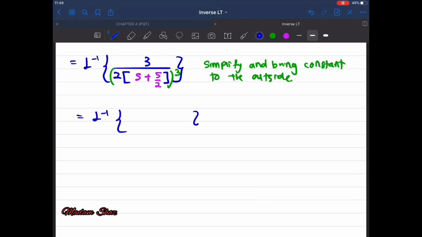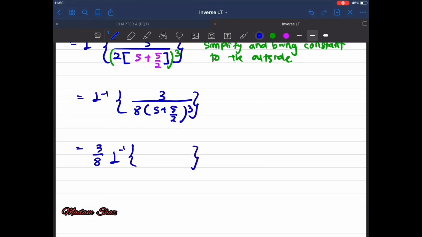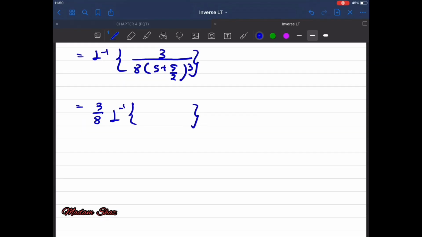Laplace inverse 3 over 2 to the power of 3, because the whole thing here is to the power of 3. So 2 to the power of 3 will become 8 multiplied with (s plus 5 over 2) to the power of 3. Now we can bring the constant to the outside, which is 3 and 8. 3 over 8 Laplace inverse. The upper side will become 1 over (s plus 5 over 2) to the power of 3.